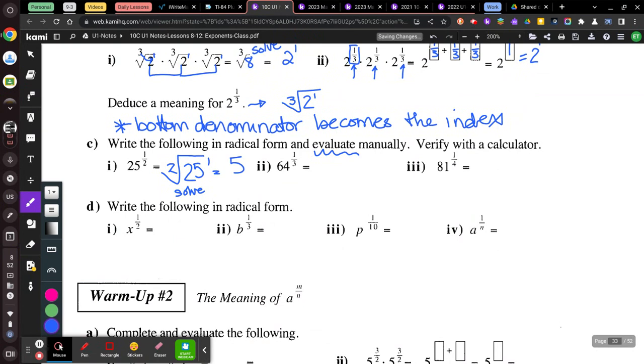All right, the next one, same thing. The 3 is going to slide over and become the index. So my index of 3, 64 exponent 1. I take the cube root of 64. I'm going to get 4 to the 1.